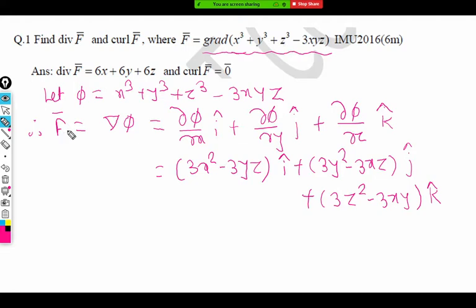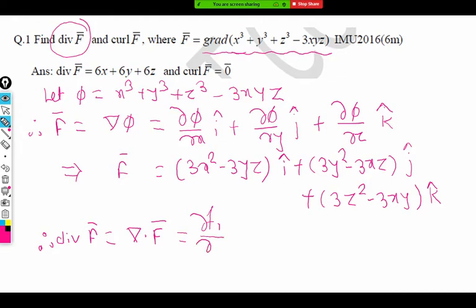This is just like f bar equal to f1 i cap plus f2 j cap plus f3 k cap. So we got a vector f bar here, and with this vector f bar, now we'll calculate the divergence of f bar. Divergence of vector f bar is del dot f bar. What is the definition of del dot f bar? It is dou f1 by dou x plus dou f2 by dou y plus dou f3 by dou z.